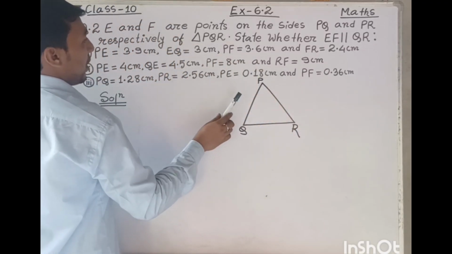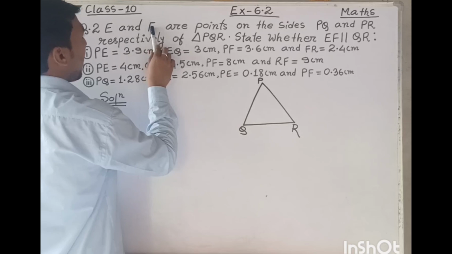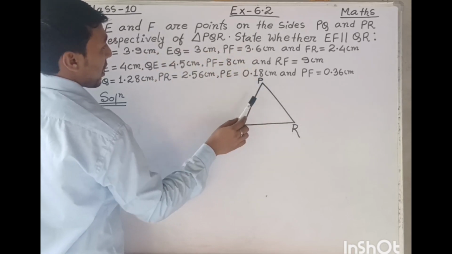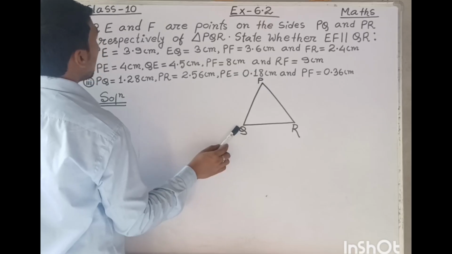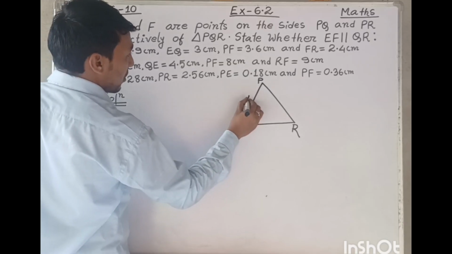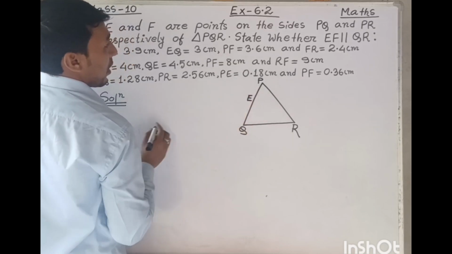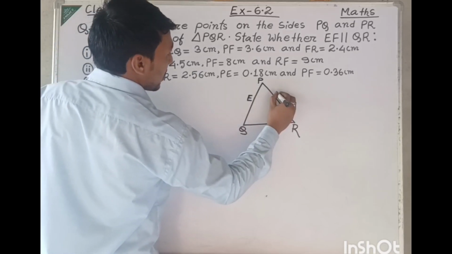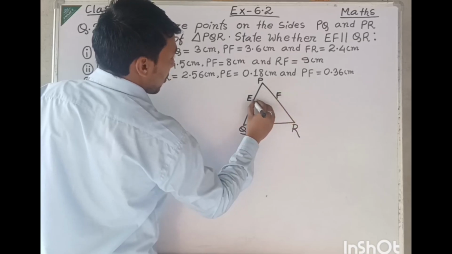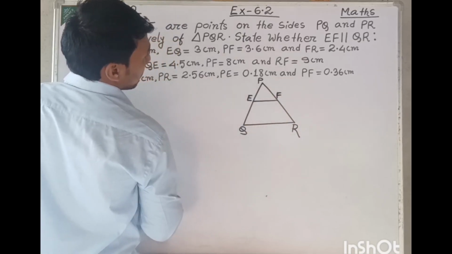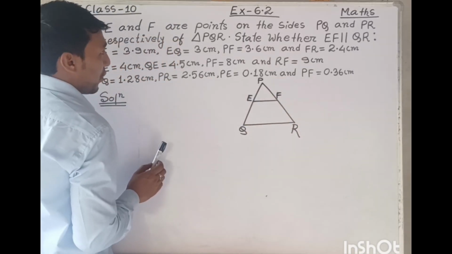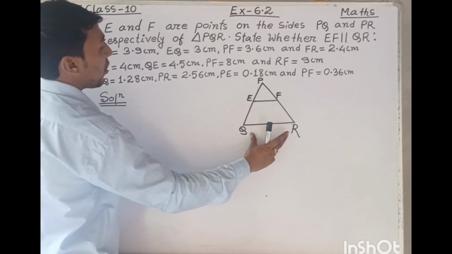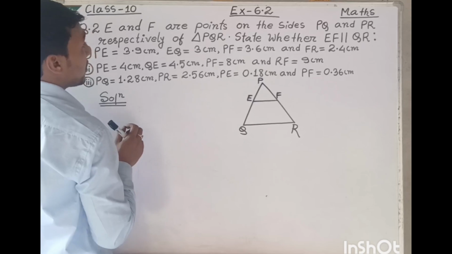And here E and F are points on the sides PQ and PR. So on this side we have one point and the name of this point is E. And on this side we have one point and the name of that point is F. This is given according to this question. So I'll join these 2 points now. According to this question, we will check whether this line EF is parallel with this QR or not.